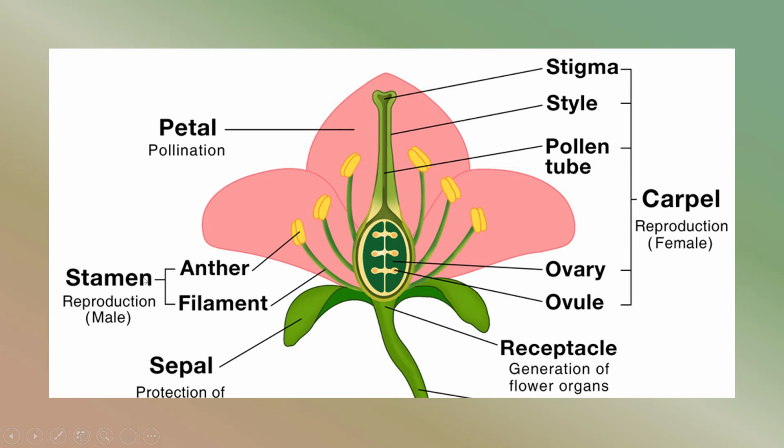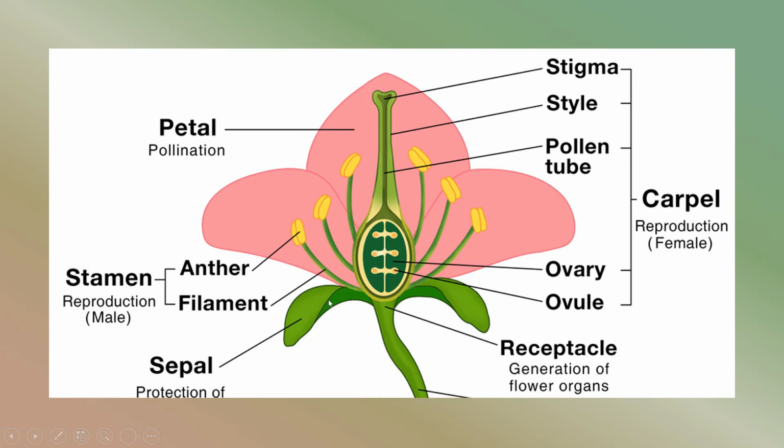Right? So we have also the male part of a flower. We have the anther, and this is the filament. Alright? And this anther and filament is the male part of a flower. Okay? Anther and filament are the male part of a flower. They are called stamen. Okay? Stamen is the male part of a flower. Stamen is composed of anther and filament.